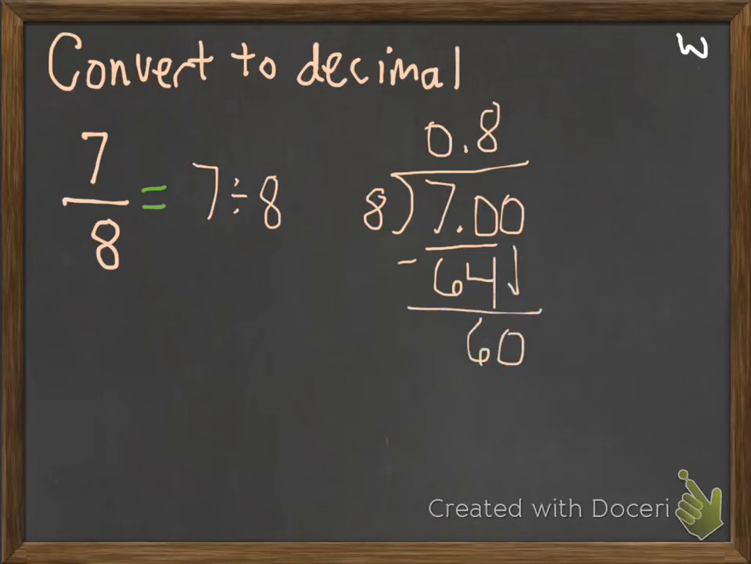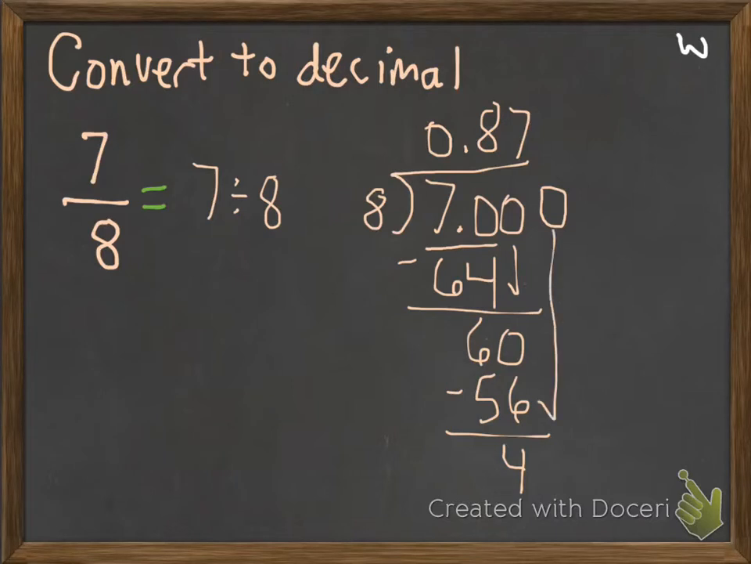Bring down your 0. 8 goes into 67 times. Now here's the important part. We still have a remainder. That means we still have to keep going. We ran out of zeros, but we can just keep inserting zeros into our dividend, as many as we need, because think about it, if you keep inserting zeros to the right side of the decimal, it's not changing the value of 7. It's still just 7 no matter what. Okay, so we can keep using those zeros to help us do the division. Now we finally have no remainder because 8 goes into 40 5 times.